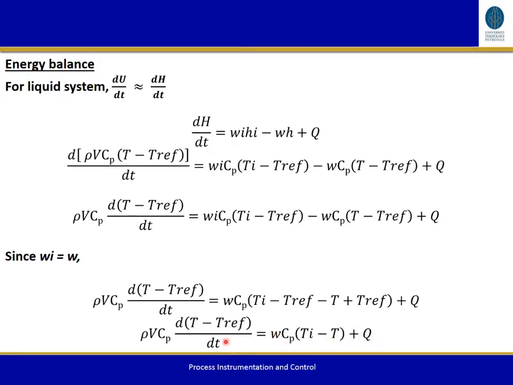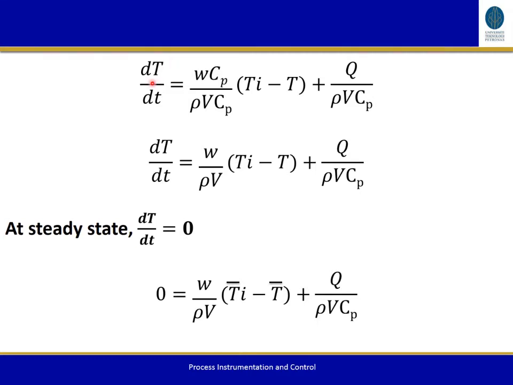Next, we have to divide this whole term by this constant. So dT over dt equals to w cp over, these are the constant term, density, volume and heat capacity, times Ti minus T plus the same thing over here where the q is divided by the constant term, which is density, volume and heat capacity. Thus this will become dT over dt equals to w over rho V, because cp and cp the same term will cancel off, thus it stays w over rho V (Ti minus T) plus q over rho V cp. This is our equation for the dynamic model.